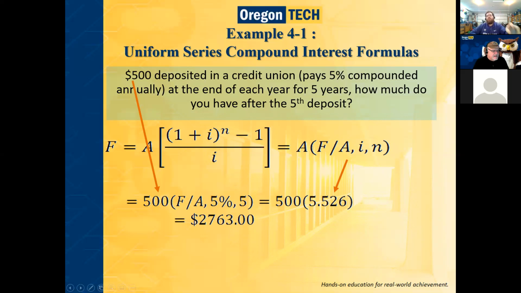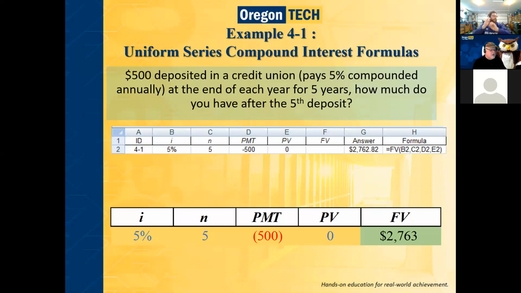So at the end of 5 years, after putting in $500 a year for 5 years, $2,500, you'll be able to take out 2763. That's how much money you're going to have in the future after 5 years of $500 deposits. Or you can do my favorite version, which is the Excel formula. What is the future value of B2 at 5%, 5 years of payments of $500? So that gives you a future value of 2763.